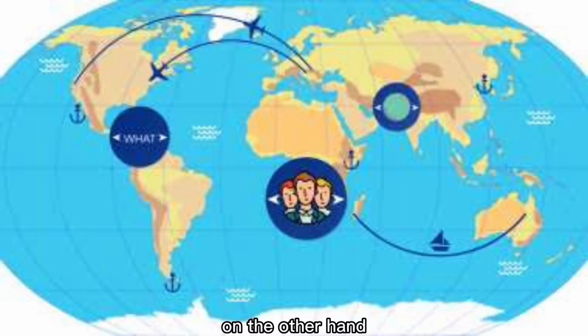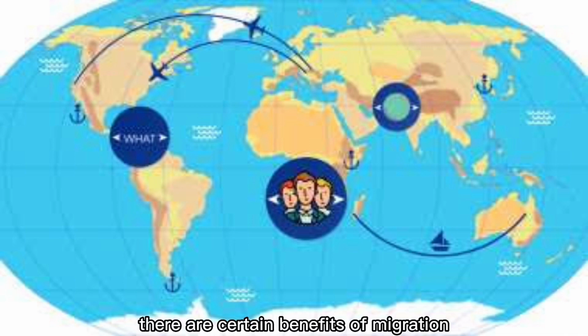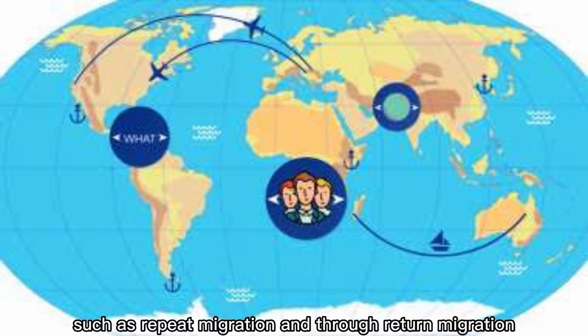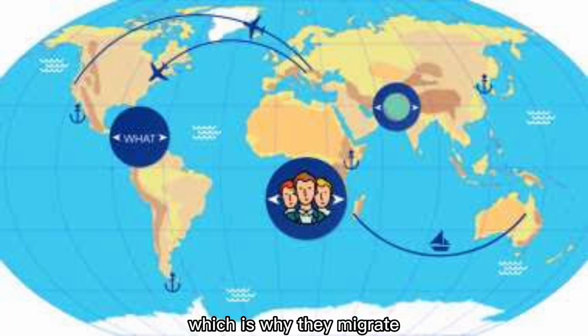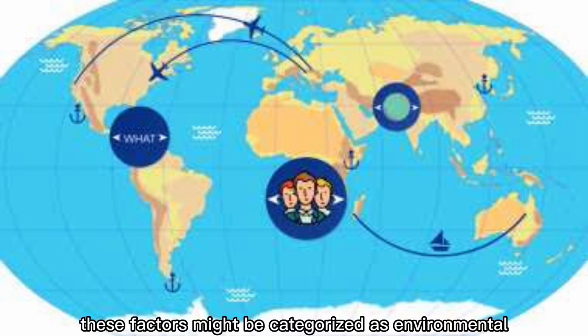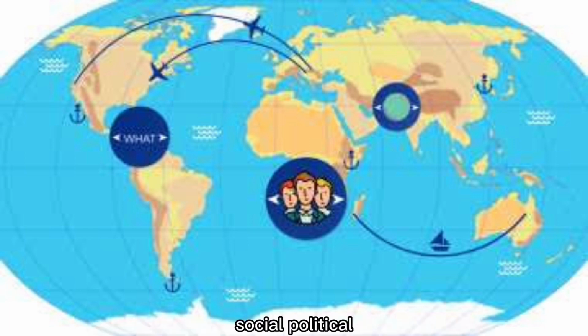On the other hand, there are certain benefits of migration, such as repeat migration and return migration. People migrate for a variety of reasons. These factors might be categorized as environmental, social, political, and economic migration.